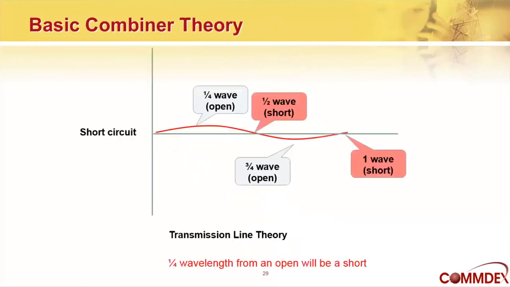In addition to that, we're going to take advantage of the lengths of transmission line when we put the combiner together. We know that transmission line acts differently depending on the length. If it's a quarter wavelength long, it looks like an open circuit. If it's a half wavelength long, it looks like a short circuit. 3/4 wave looks like an open circuit, and a full wave looks like a short circuit. So we'll take advantage of that when we put together our transmitter combiner using specific lengths of transmission line.